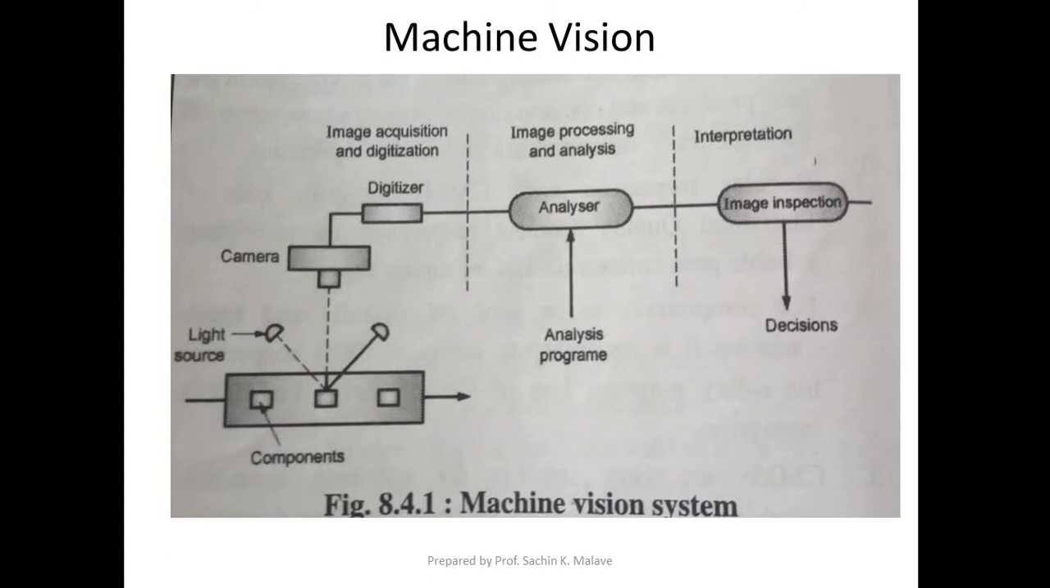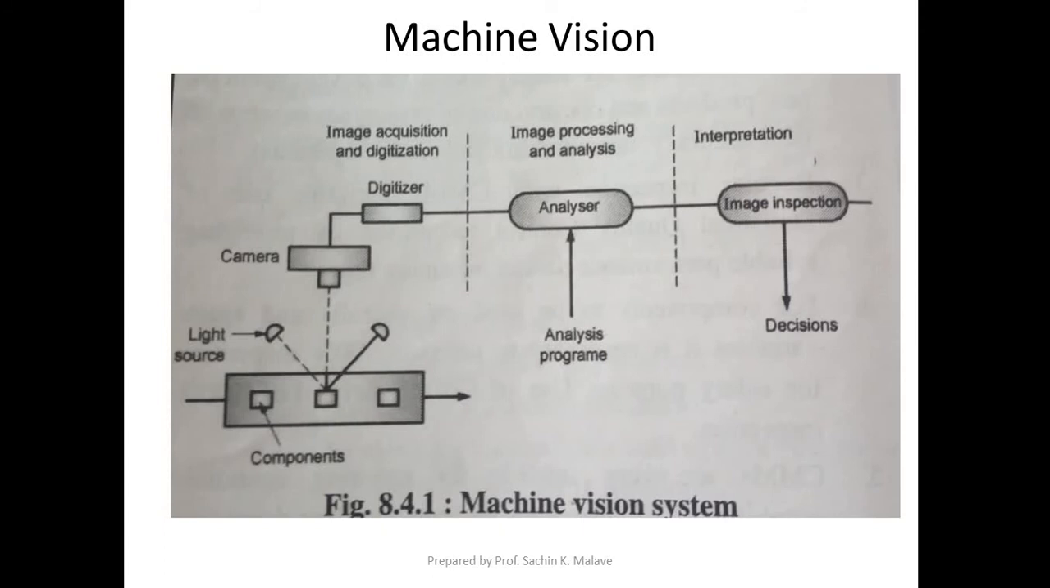There is one more concept that is called a machine vision system. Many times this question is asked in the examination, that is, what is machine vision. In the recent exam, this question was asked for 10 marks, and a lot of times this question is asked. So what is this machine vision? As I told you, all these systems come under advanced metrology.